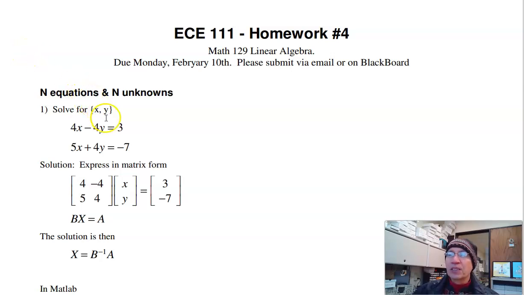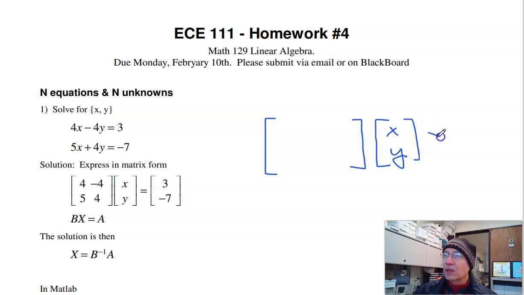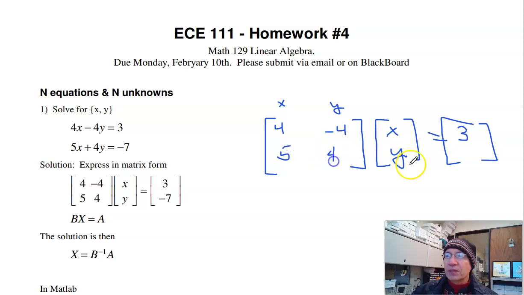So, going back to the homework, suppose I want to solve two equations, two unknowns. The first trick is to put it in matrix form. So what I would do is pick the order. I'm going to choose X and Y. You could switch the order, as long as you're consistent, it works either way. When I multiply two matrices, the first column is times X, the second one is times Y. The first equation is 4X minus 4Y is 3. The second equation, 5X plus 4Y is minus 7.